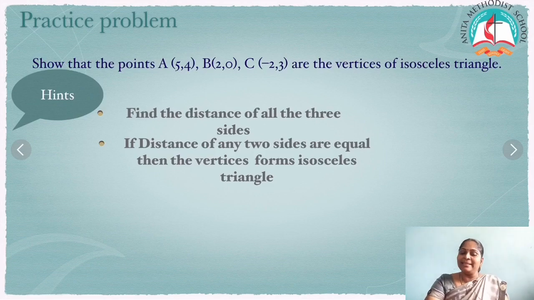Next, you can practice this problem, isosceles triangle. We all know in isosceles triangles, two sides are equal. So find the distance of the three sides. If two distances are equal, it forms an isosceles triangle.